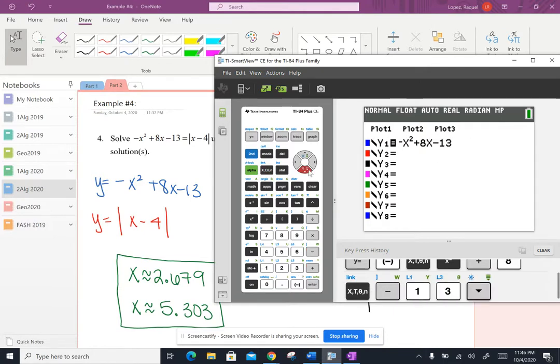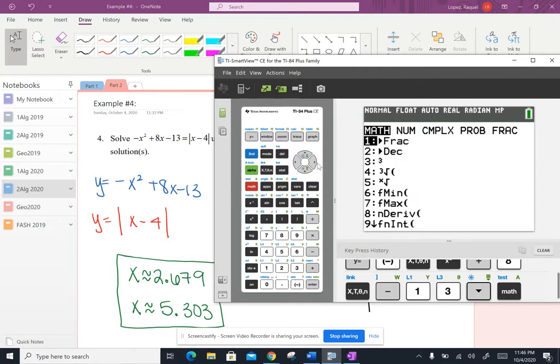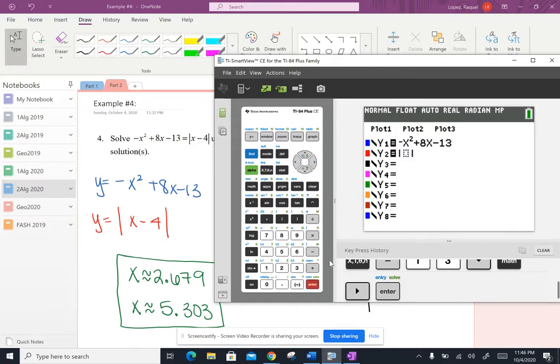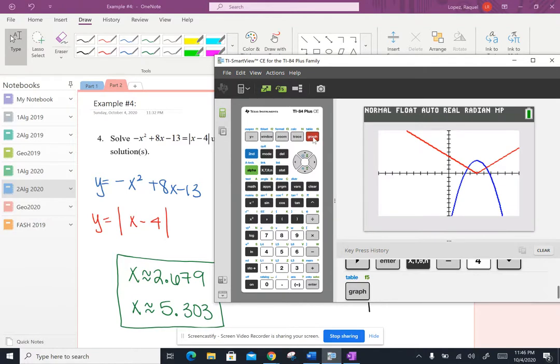Awesome. Okay, so then we're going to scroll on down and we need to get to our absolute value symbols. So to get that, I'm going to hit the math button and then scroll over to number, and it's going to be this first option right here that says abs, and I'm going to hit enter. So those are my absolute value bars, and it looks like the equation is all inside the absolute value bars, so it's already set up for me to type that in. So I'm going to go ahead and type x minus 4 and hit the bottom, and it looks like all of my equations match up. So I'm going to graph it, and this is what I get.